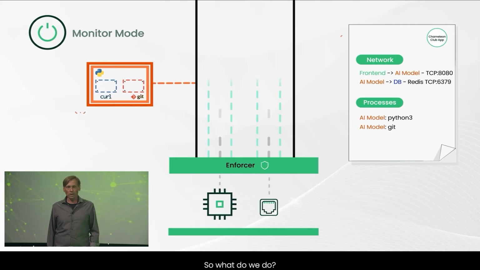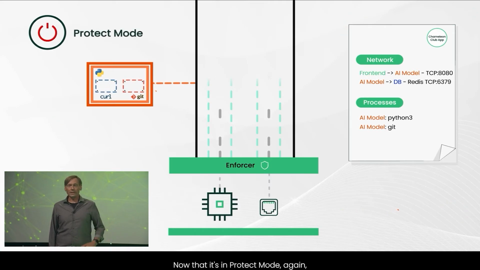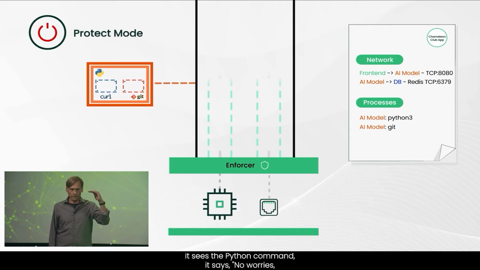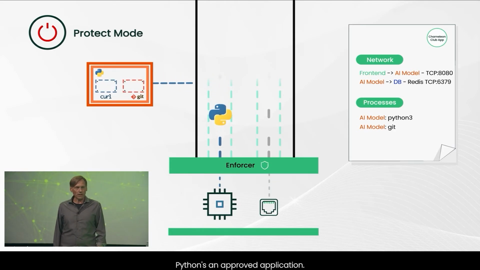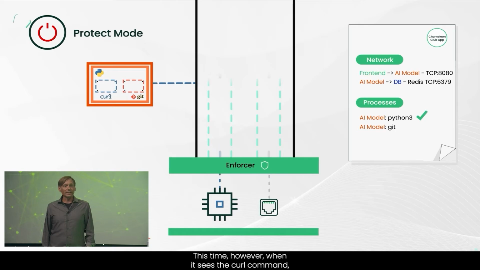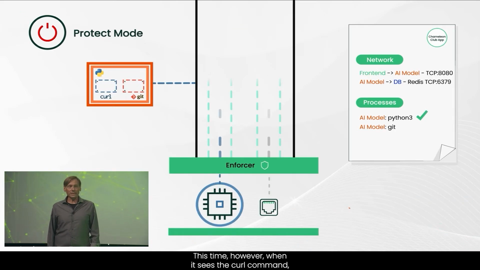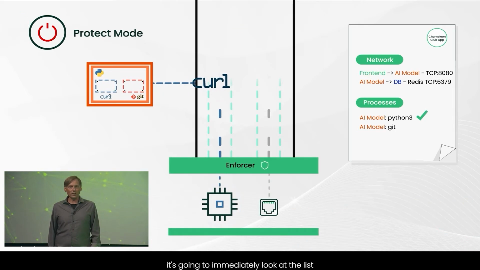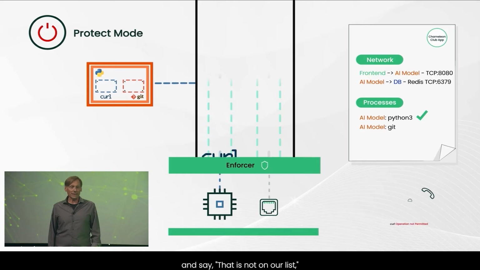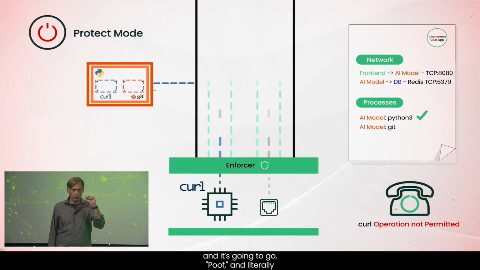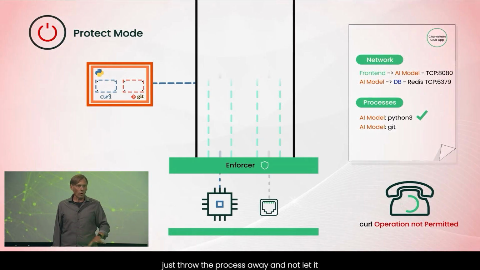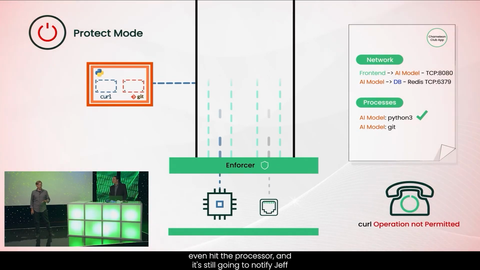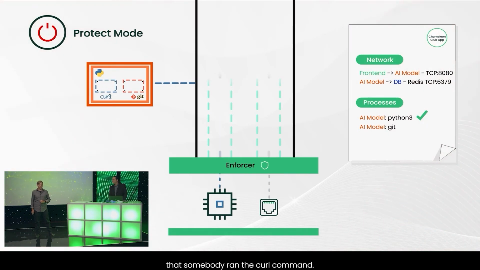So what do we do? We put it in protect mode. Now that it's in protect mode, again, it sees the Python command. It says, no worries, Python's an approved application. We'll go ahead and let it run. This time, however, when it sees the curl command, it's going to immediately look at the list and say, that is not on our list. And it's going to go poof and literally just throw the process away and not let it even hit the processor. And it's still going to notify Jeff that somebody ran the curl command.